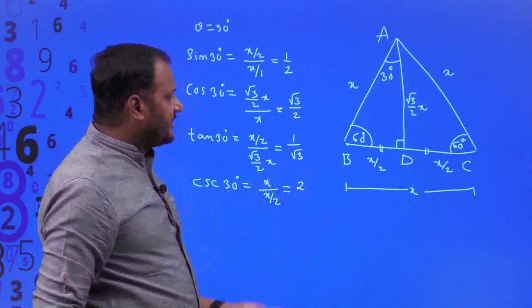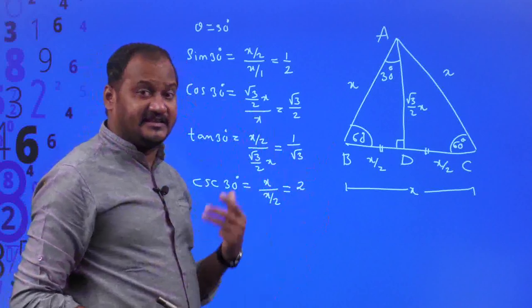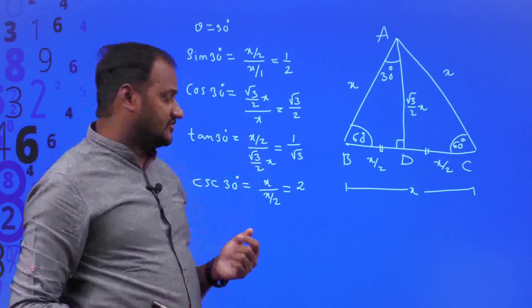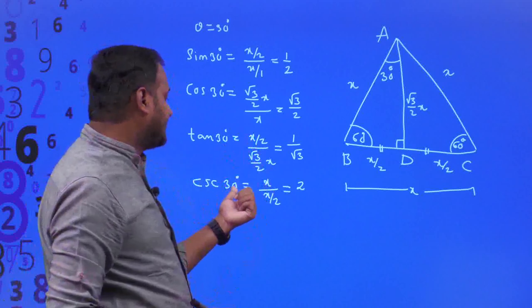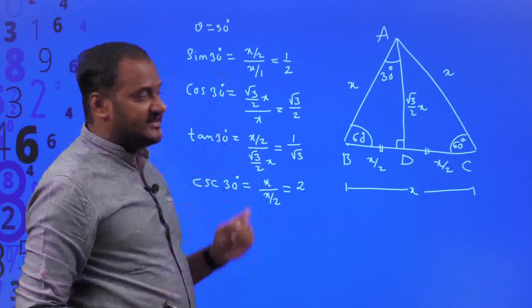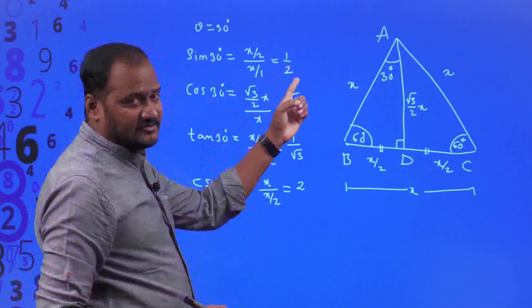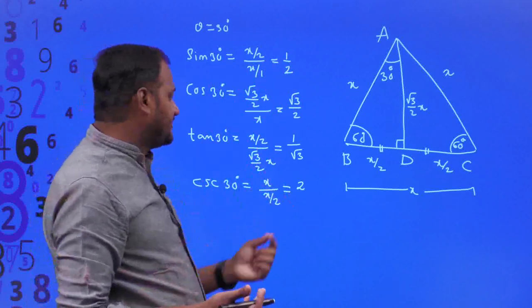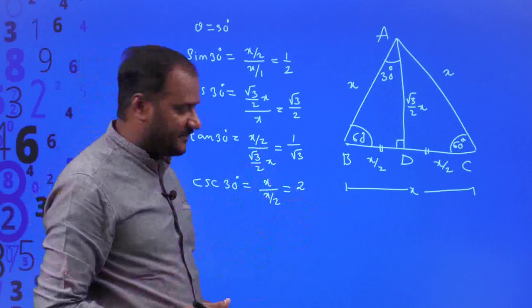From this, you can figure it out. Otherwise, by the relations between trigonometric ratios also, we can easily say that cosecant theta is equal to 1 by sine theta. Since sine 30 is equal to 1 by 2, cosecant 30 is equal to the reciprocal of 1 by 2. Reciprocal of 1 by 2 is nothing but 2 by 1, obviously that is 2, right?